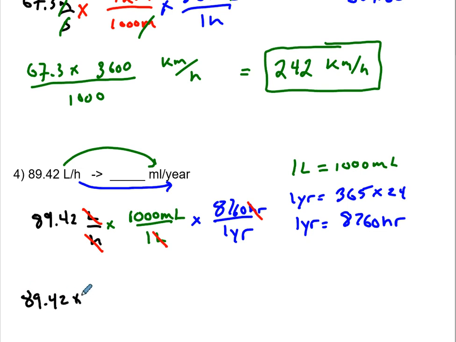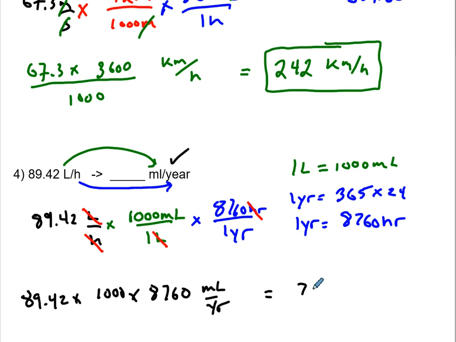It's 89.42 times 1,000 times 8,760. All right, our unit is going to be milliliters per year, which is good. That's what we want. And we can just work through that math. So 89.42 times 1,000 times 8,760. And I'm getting a pretty big number.